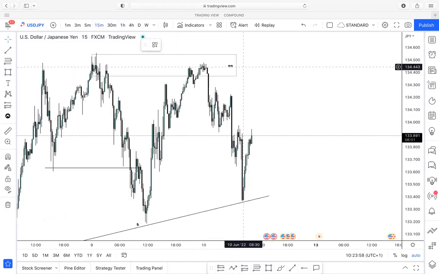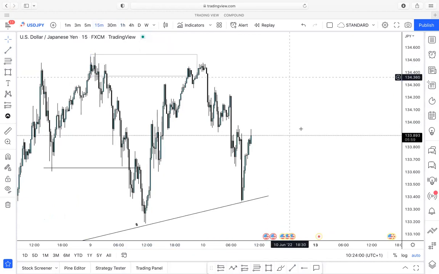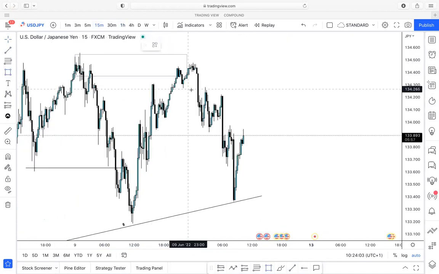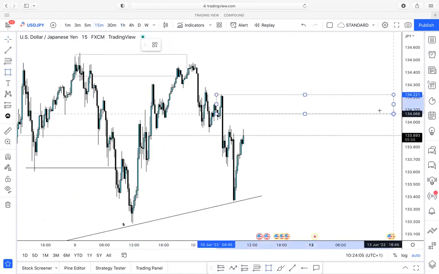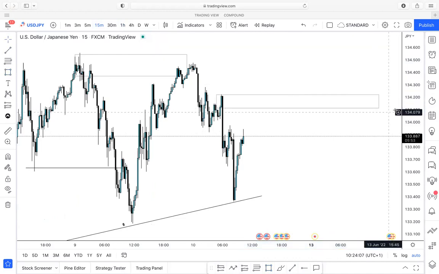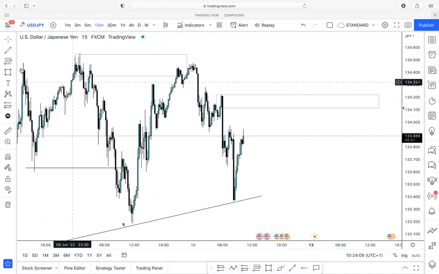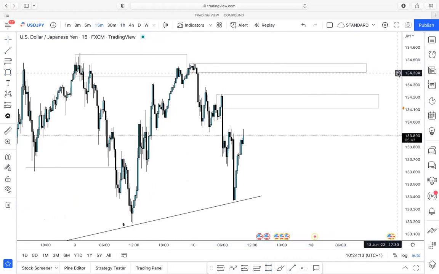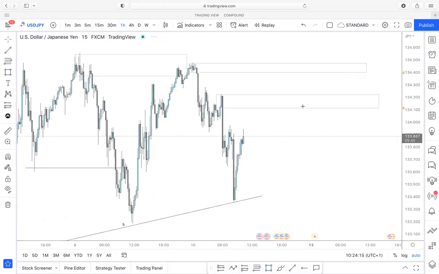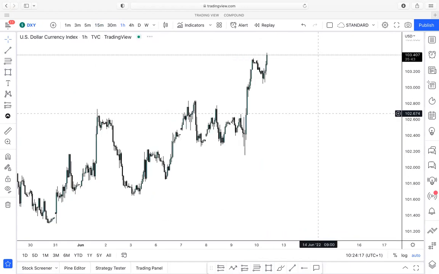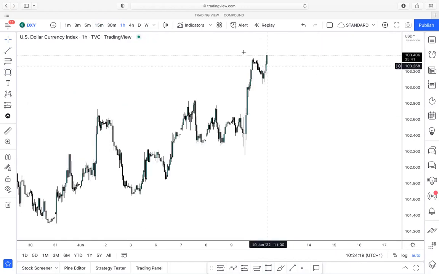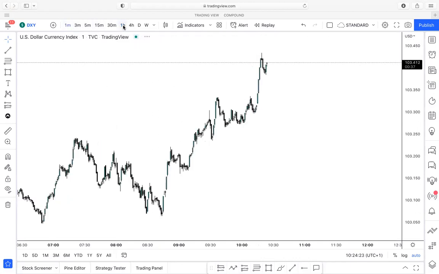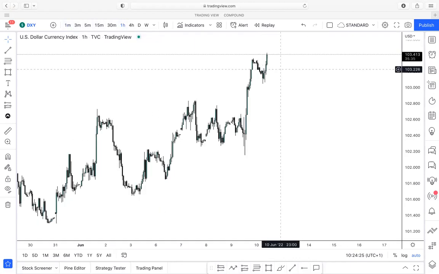So on the 15, I would say one reaction. And second reaction. Sorted. Dollar index is going currently 1 hour up, 1 minute down. No, still up.